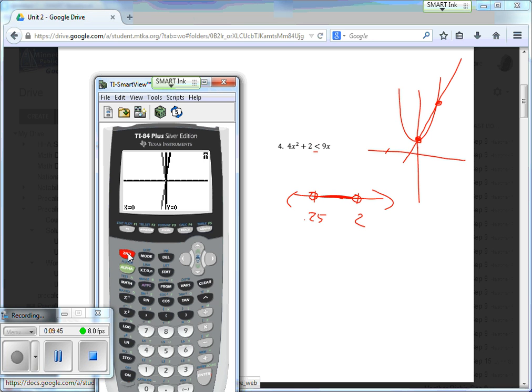So I go second calculate intersect, and then I don't just hit enter, enter, enter. I want to get to the right one. Enter, enter, and then I have to arrow to get closer to where it would be, closer to 2. And then I hit enter. And there it is. It's at 2, 18. So which do I want of that, the x or the y? I wanted the x. We're solving for x, right? There's an x in the equation, right? So we want the x of it. So x equals 2. So you were right. It was 2 and 0.25.